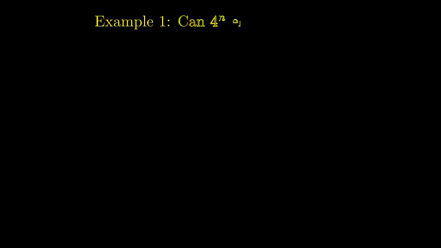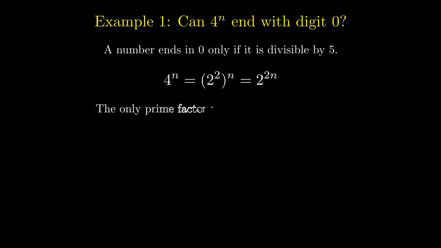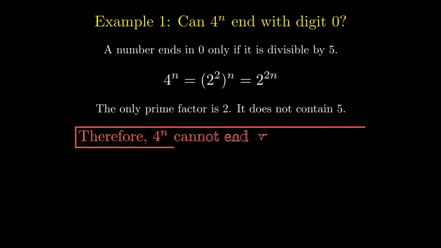Example 1. Can 4 raised to the power n ever end with the digit 0? For a number to end in 0, it must be divisible by 10. Being divisible by 10 means the number must have both 2 and 5 as prime factors. Let us examine the prime factorization of 4 to the power n. 4 to the power n equals 2 raised to the power 2n.